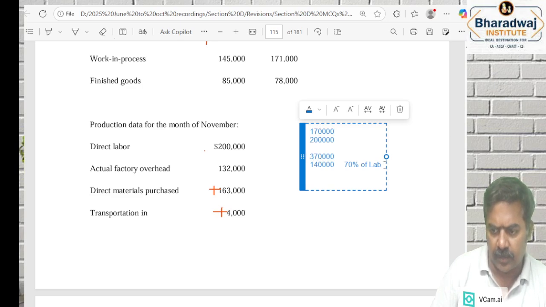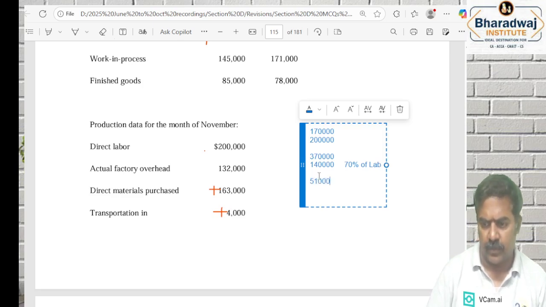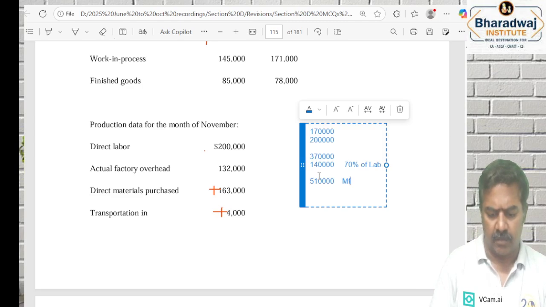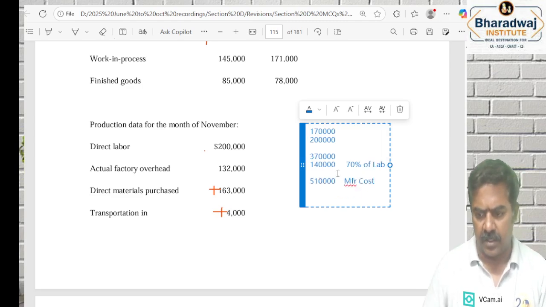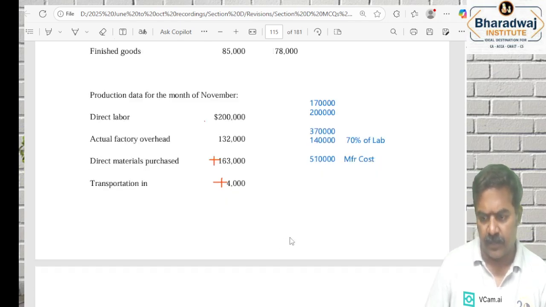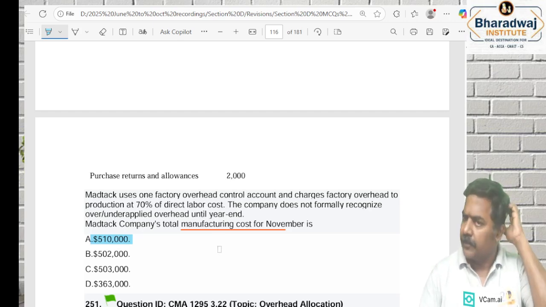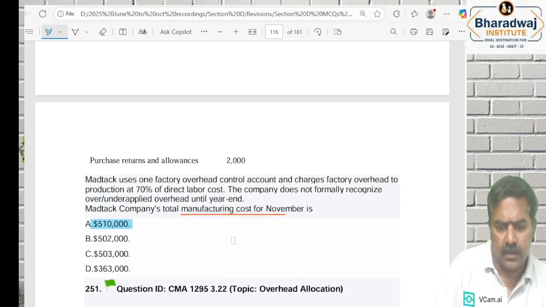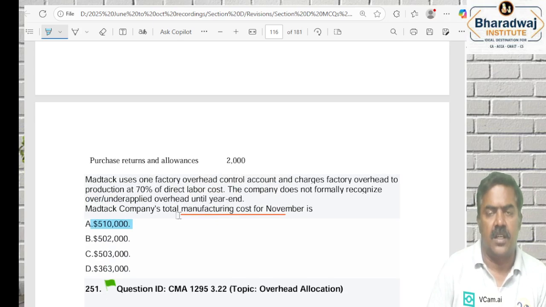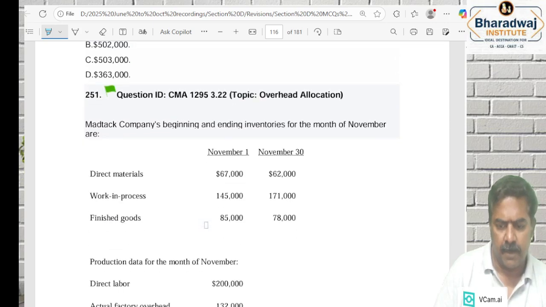So add 3,70,000 plus 1,40,000, how much do you get? 5,10,000 is your manufacturing cost. It's not cost of goods manufactured, it is manufacturing cost. I hope they ask you only the manufacturing cost. Cost of goods manufactured is different, sir. Without adjusting WIP, the current cost we spent, we call it manufacturing cost.